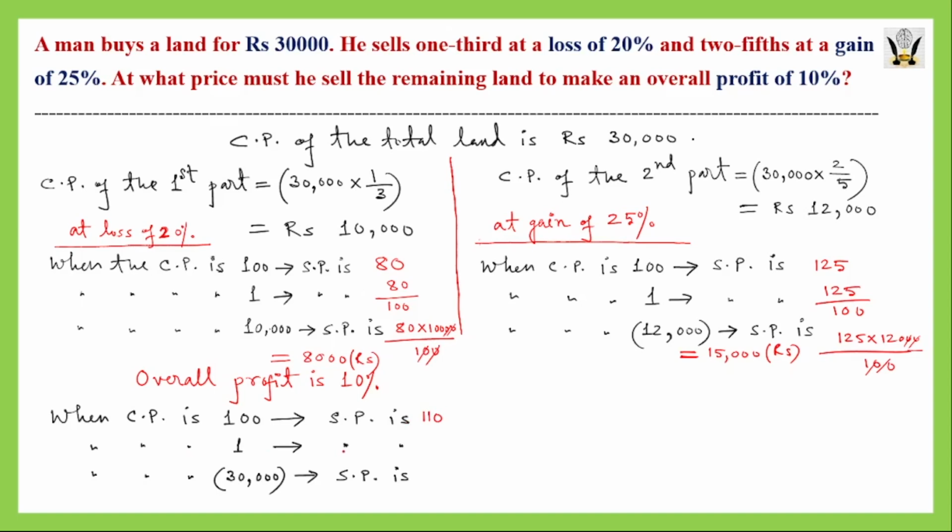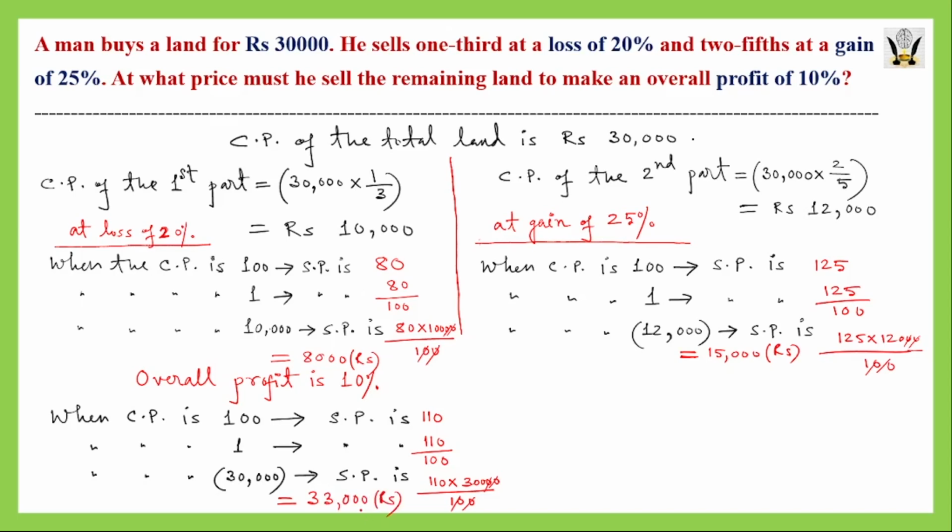If the cost price is 1, then the selling price is 110 divided by 100. This calculation is based on the overall land. So the cost price of the total land is 30,000, that's what we know. So the selling price then will be 110 multiplied by 30,000 and divided by 100. Two zeros will cancel each other, and if we calculate 110 multiplied by 300, it will be 33,000 rupees.